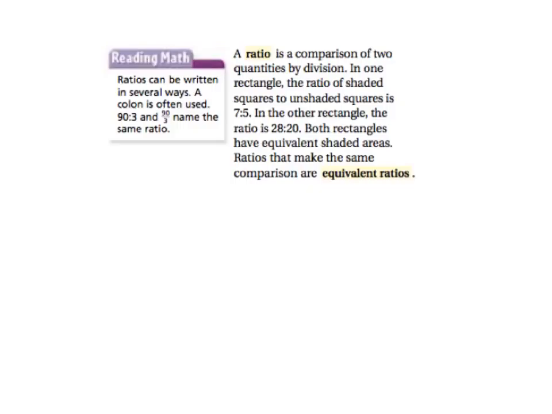First of all, we need to know that a ratio is a comparison of two quantities by division. Okay? So I'm going to say it one more time, write this down. A ratio is a comparison of two quantities by division. Okay, ratios can actually be written in multiple ways.